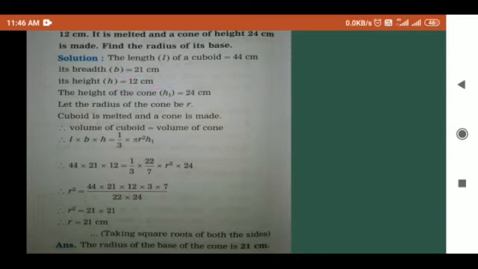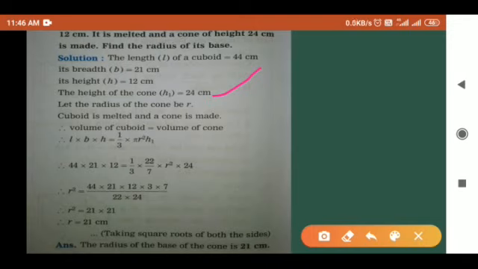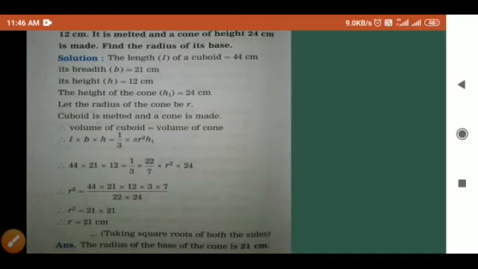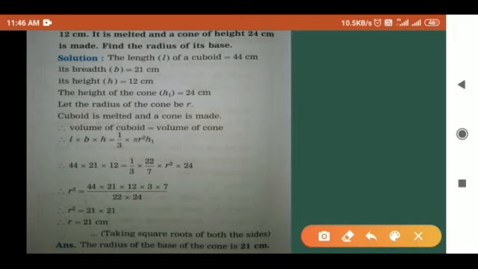After that, the cone is formed by using the cuboid. So height of the cone is given 24. We have to find the radius of the cone. So just now we have discussed, since cuboid is melted and cone is made, therefore both the volumes will be equal. So volume of cuboid means L into B into H. Volume of cone means 1 upon 3 pi r square h. Their volumes will be equal. Now we will substitute the values and we will calculate.